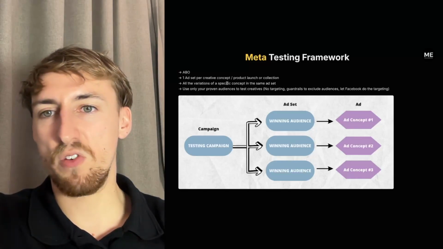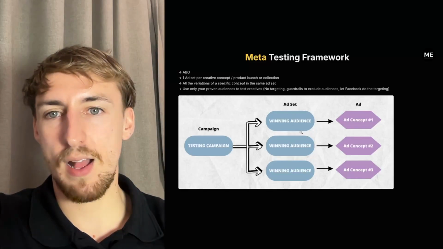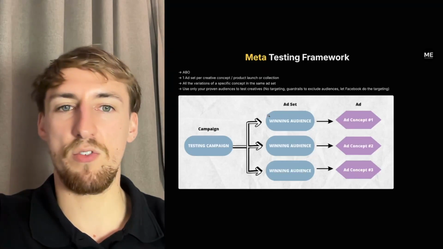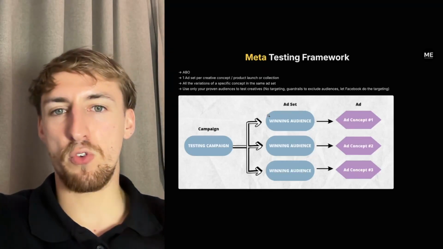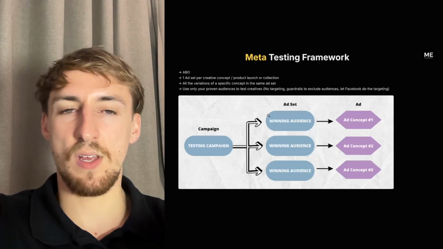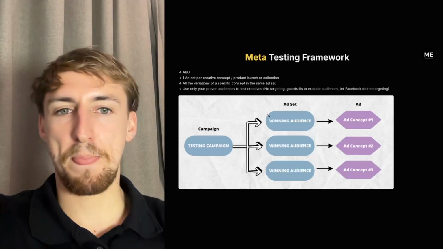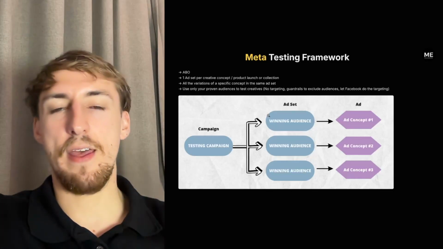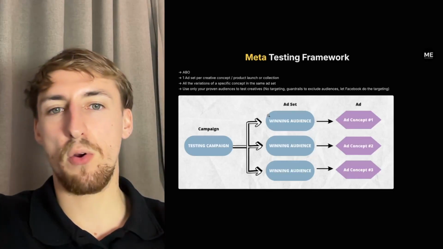All the variations of a specific concept are in the same ad set. And then use only your proven audiences to test creative. So usually no targeting, maybe put some guardrails on to exclude audiences and let Facebook do the targeting. Now, I know there's some people who are going to be CBO crazy and they're just going to be saying, I'll just use 1 CBO campaign.